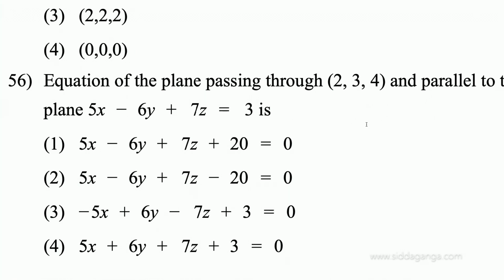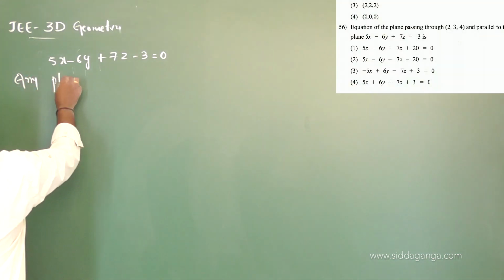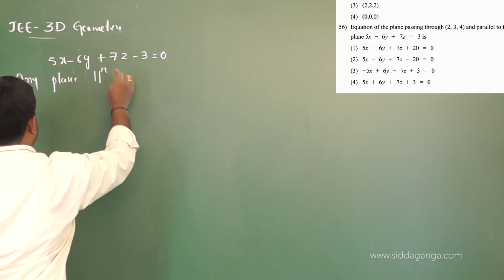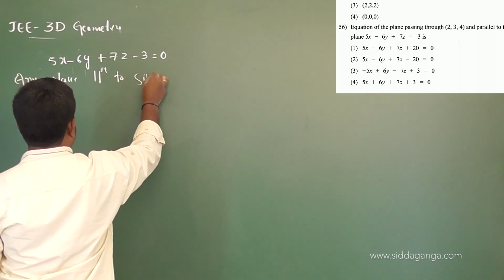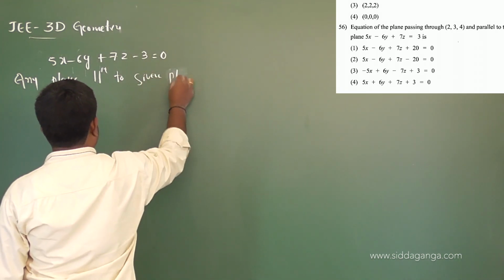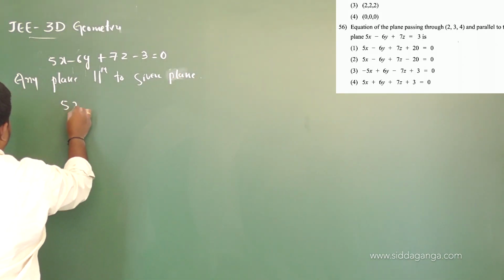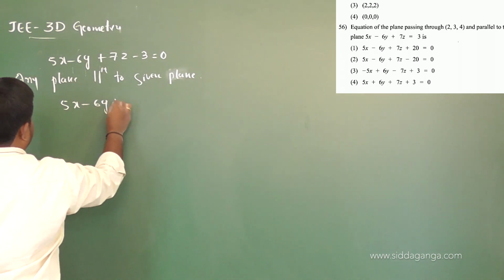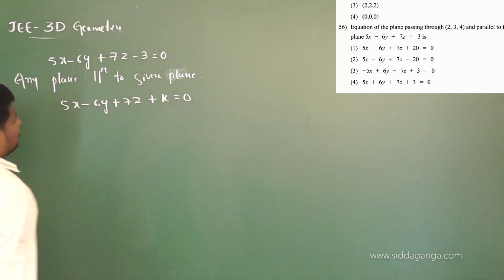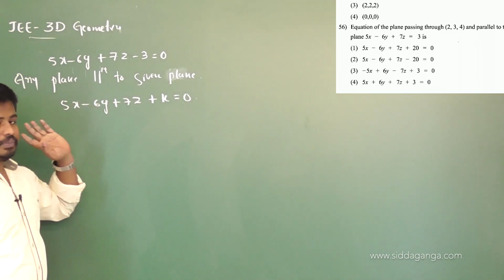So any plane parallel to the given plane is of the form what? It can be taken as 5x minus 6y plus 7z plus k is equal to 0. You mean it differs only by d, right? So I have taken k. So these two are parallel now.